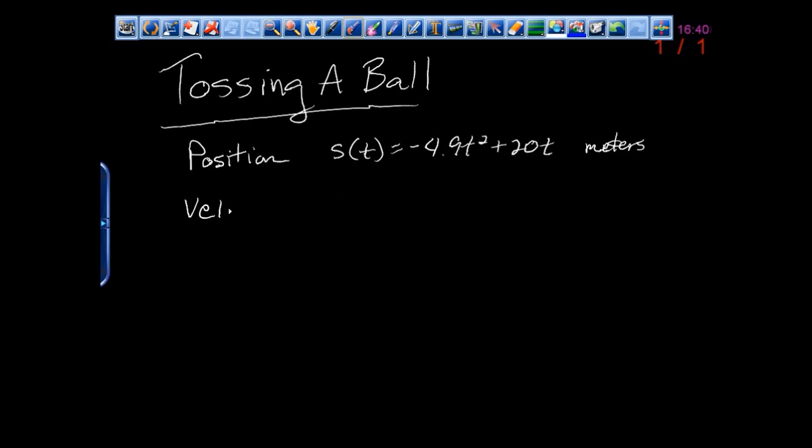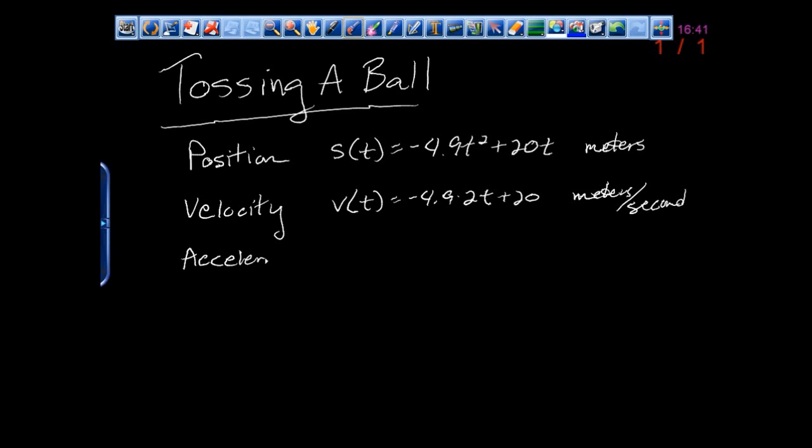Next, we would talk about the velocity of the ball at any given time t. That would be given by the equation v of t equals negative 4.9 times 2t plus 20, and that would tell you the velocity in meters per second at any given time t. And the final thing that we'll discuss is the acceleration of the ball due to gravity at any given time t. So that would be given by the equation a of t equals negative 4.9 times 2.